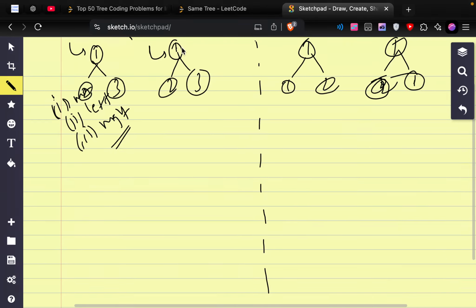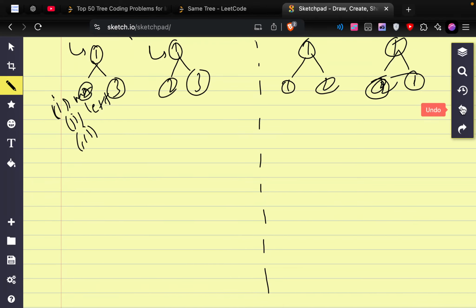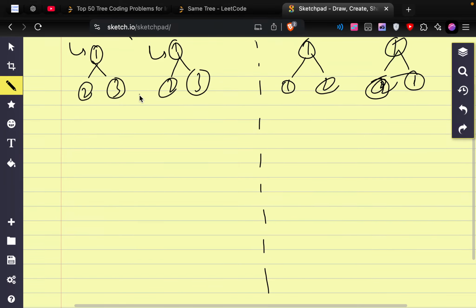Right. So if I go back, for this case where we do have identical trees, this is what we call the identical trees case, and this is the non-identical trees case. So the first criteria for this tree, which is P, and this is Q, this is P, this is Q, is simply whether the current node is equal to the current node of the other tree, right? Now, one is equal to one, so the first criteria is met.